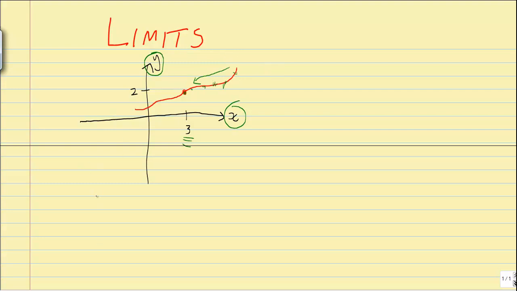The way I can express this is I can write the limit as x approaches 3, and I'm going to write down the plus sign there. That says that it's approaching it from the positive direction, this side here. So the limit as x approaches 3 from the positive side of this function, whatever that function is, equals 2.